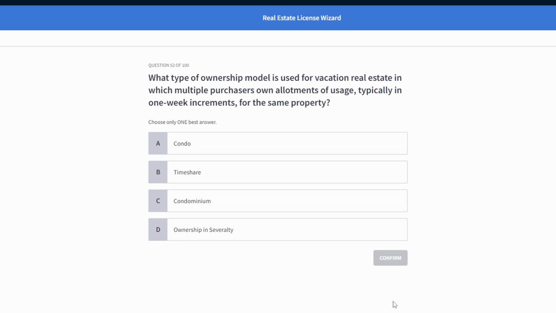All right, next one. 52. What type of ownership model is used for vacation real estate in which multiple purchasers own allotments of usage, typically 1-week increments for the same property? Is it A, condo, B, timeshare, C, condominium, or D, ownership in severalty? So take a moment to think that one over and come up with your answer.